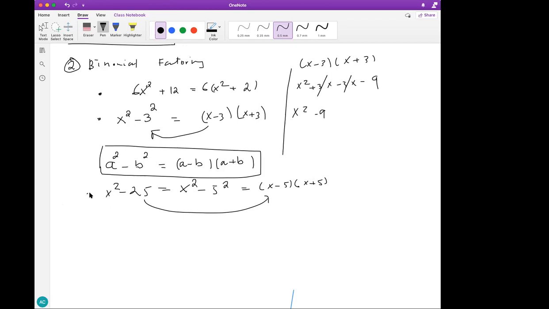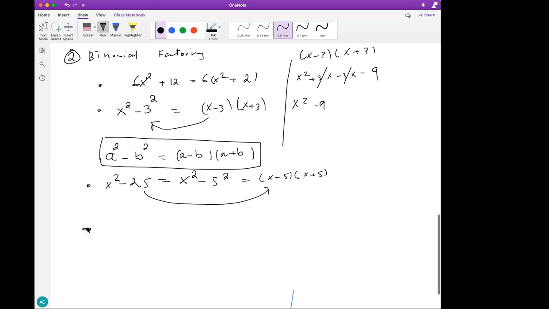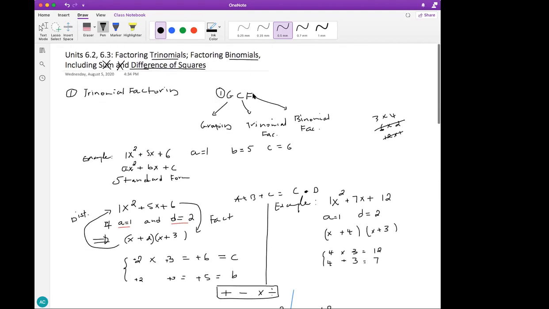There's another case. Let's say, what if you have x to the fourth minus, let's say, 81. As always, attempt the GCF first. Before we get to the answer, do we have a GCF? We don't have a GCF.